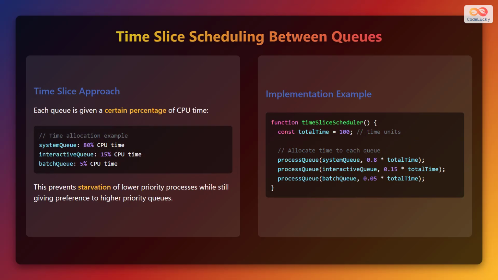Let's delve deeper into the time slice approach to scheduling between queues. In this method, each queue is given a certain percentage of CPU time. For example, the system queue might get 80% of CPU time, the interactive queue gets 15%, and the batch queue gets 5%. This allocation prevents starvation of lower priority processes, ensuring they get some CPU time, while still giving preference to the higher priority queues. This is an example implementation that shows the allocation of time to each queue, ensuring fair distribution of CPU resources.